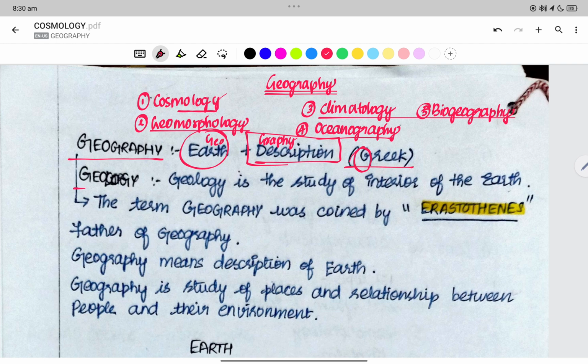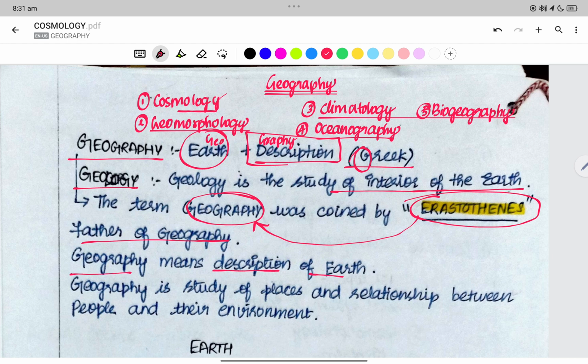Right. Now what is geology? Geology is the study of interior of the earth. Now the father of geography has coined the term geography. Father of geography is Eratosthenes. He has coined the term geography. We said geography means the description of the earth, and it is by the Greeks. Geography is the study of places and relationship between the people and the environment.